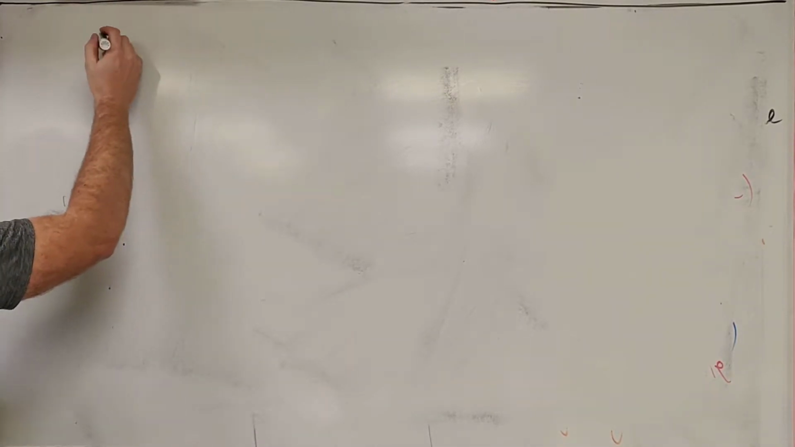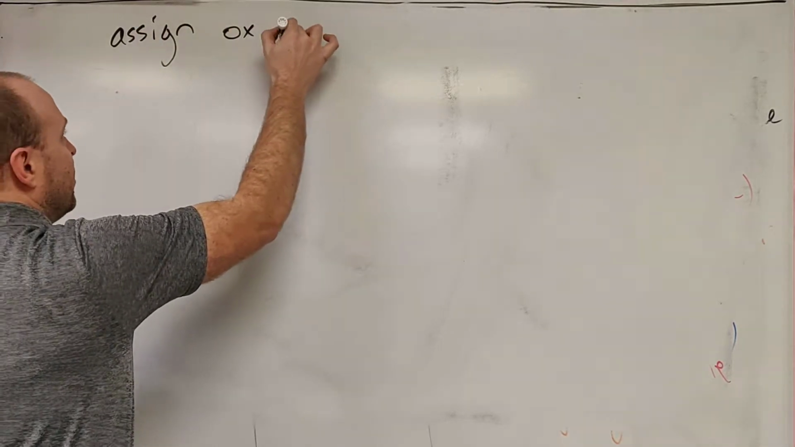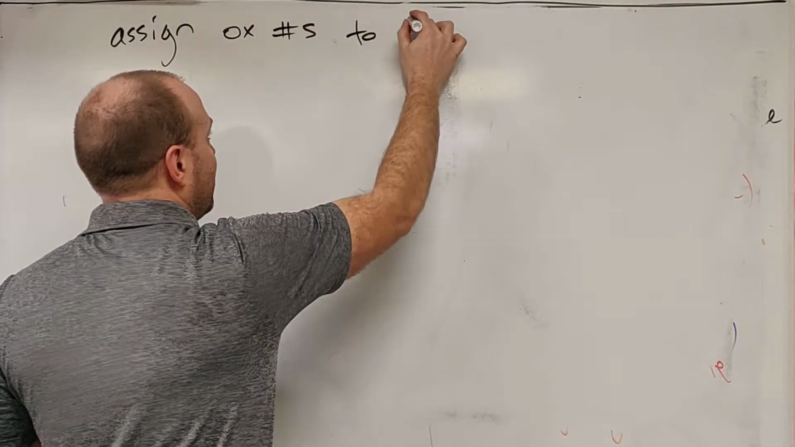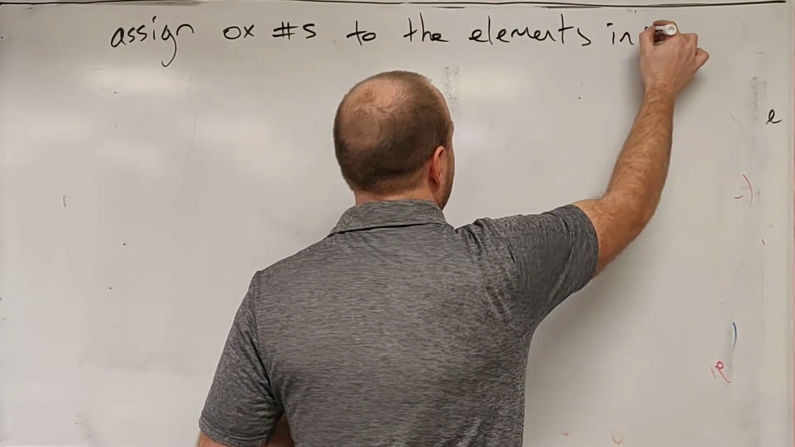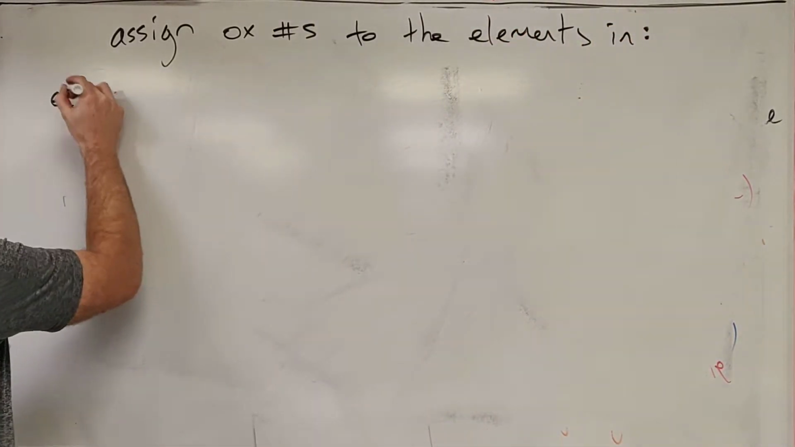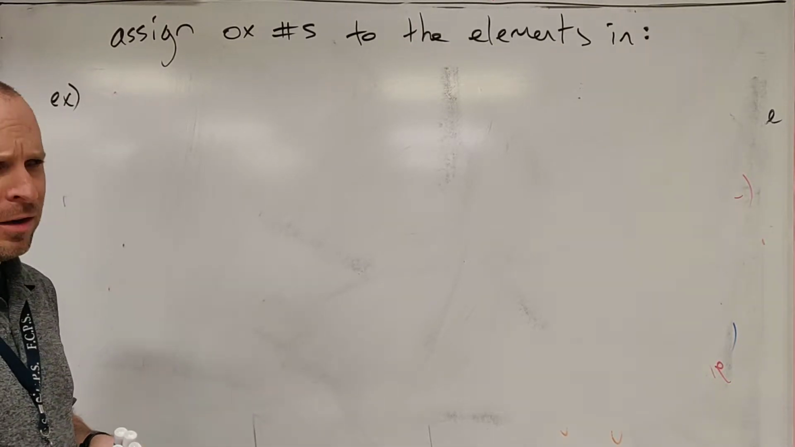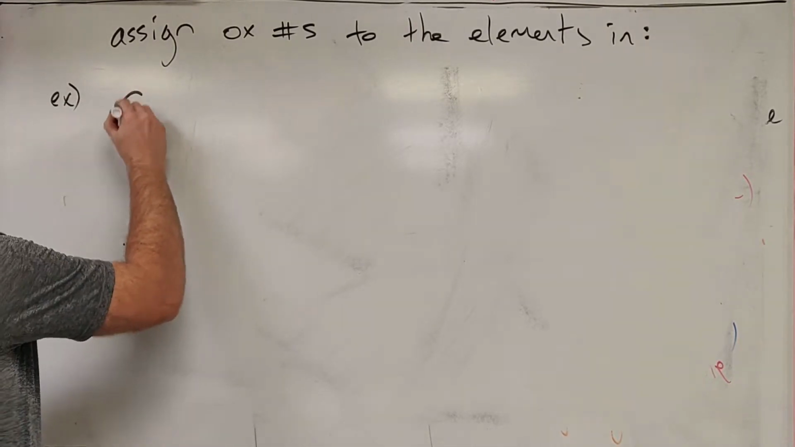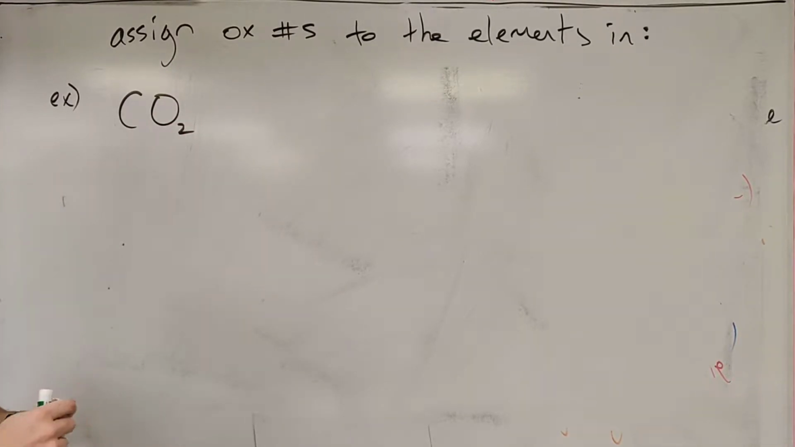So if we're going to assign some oxidation numbers, right? Assign oxidation numbers to the elements in these compounds, all right? And we'll start with something fairly straightforward, and it's going to be like, well, I might have known that, right? So carbon dioxide, all right? Carbon dioxide has one carbon and two oxygens.